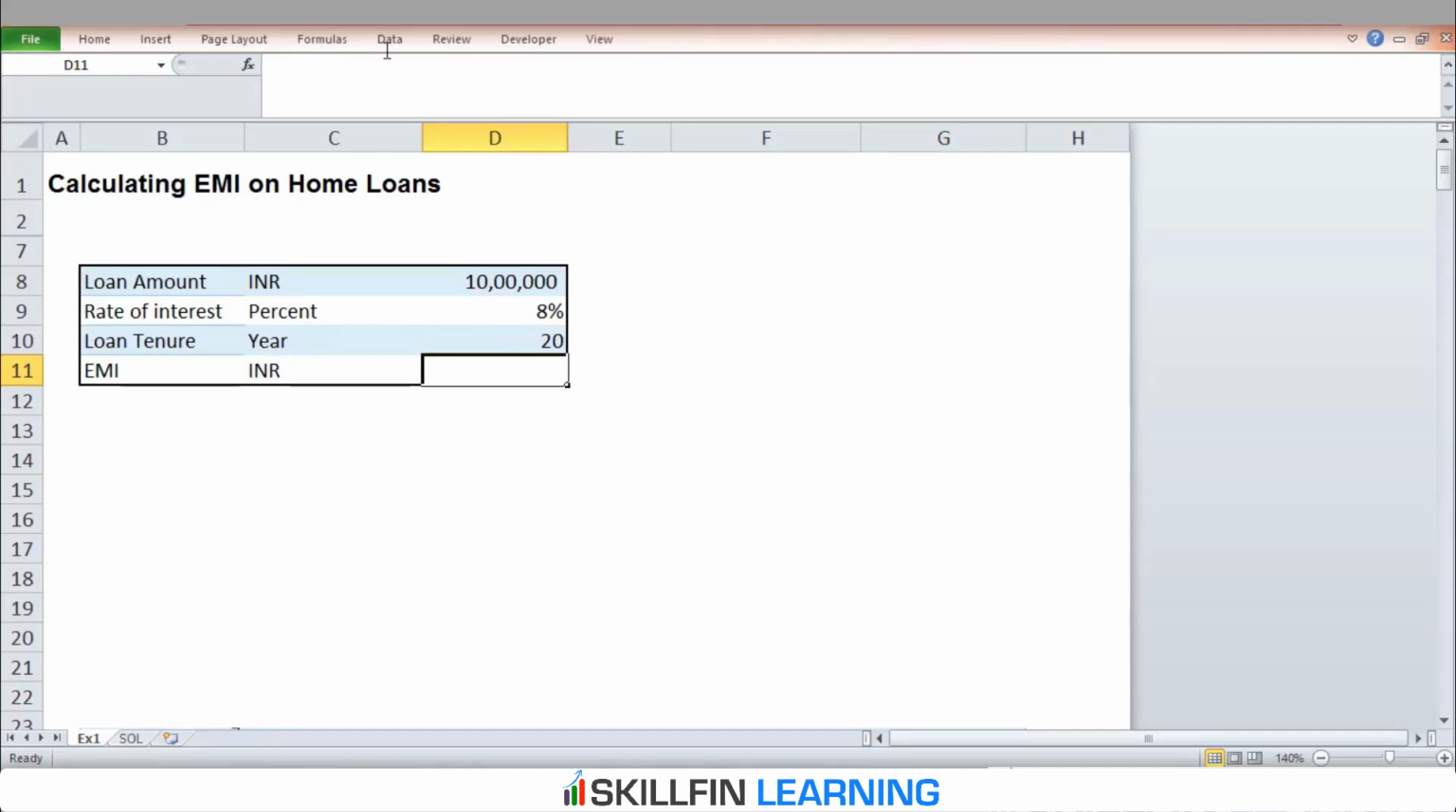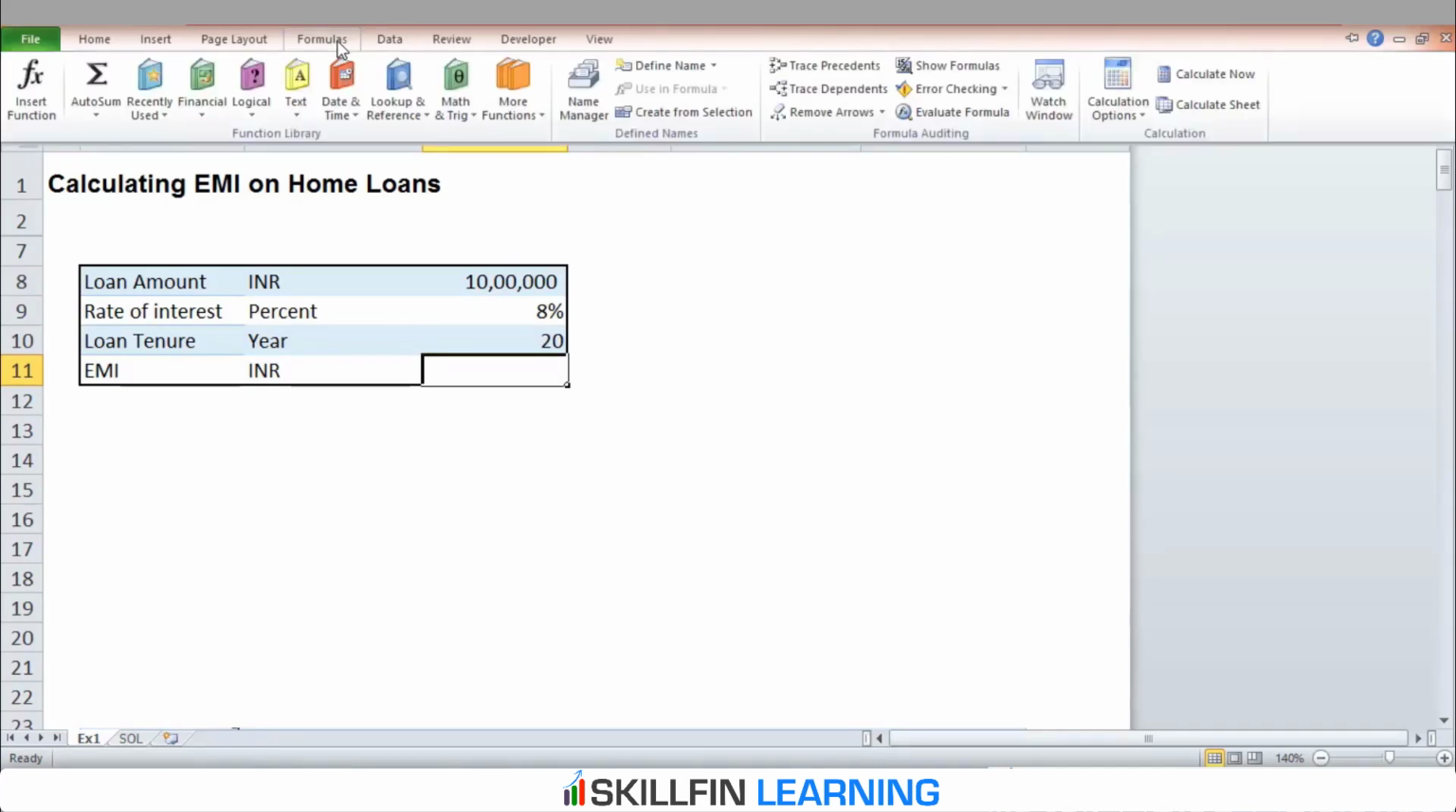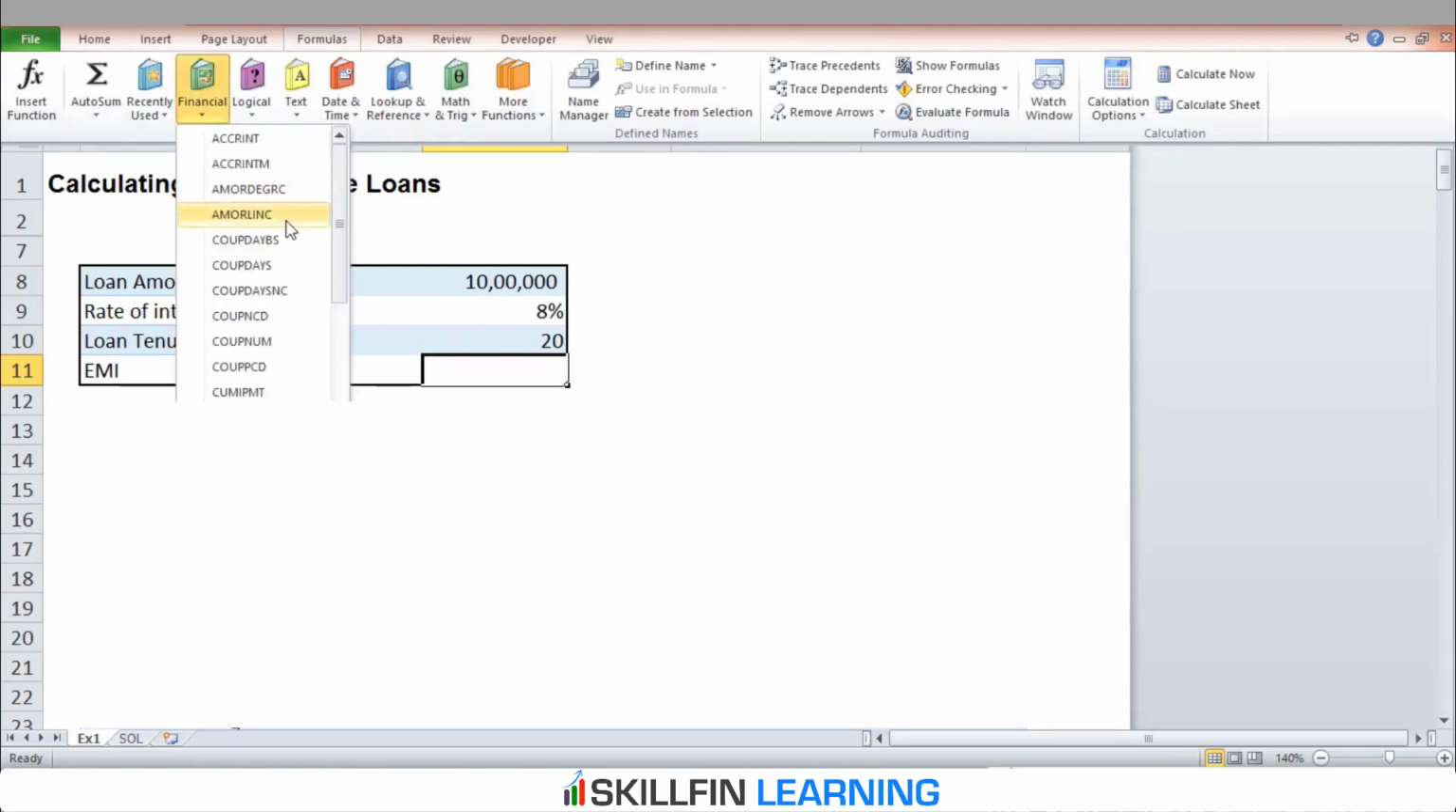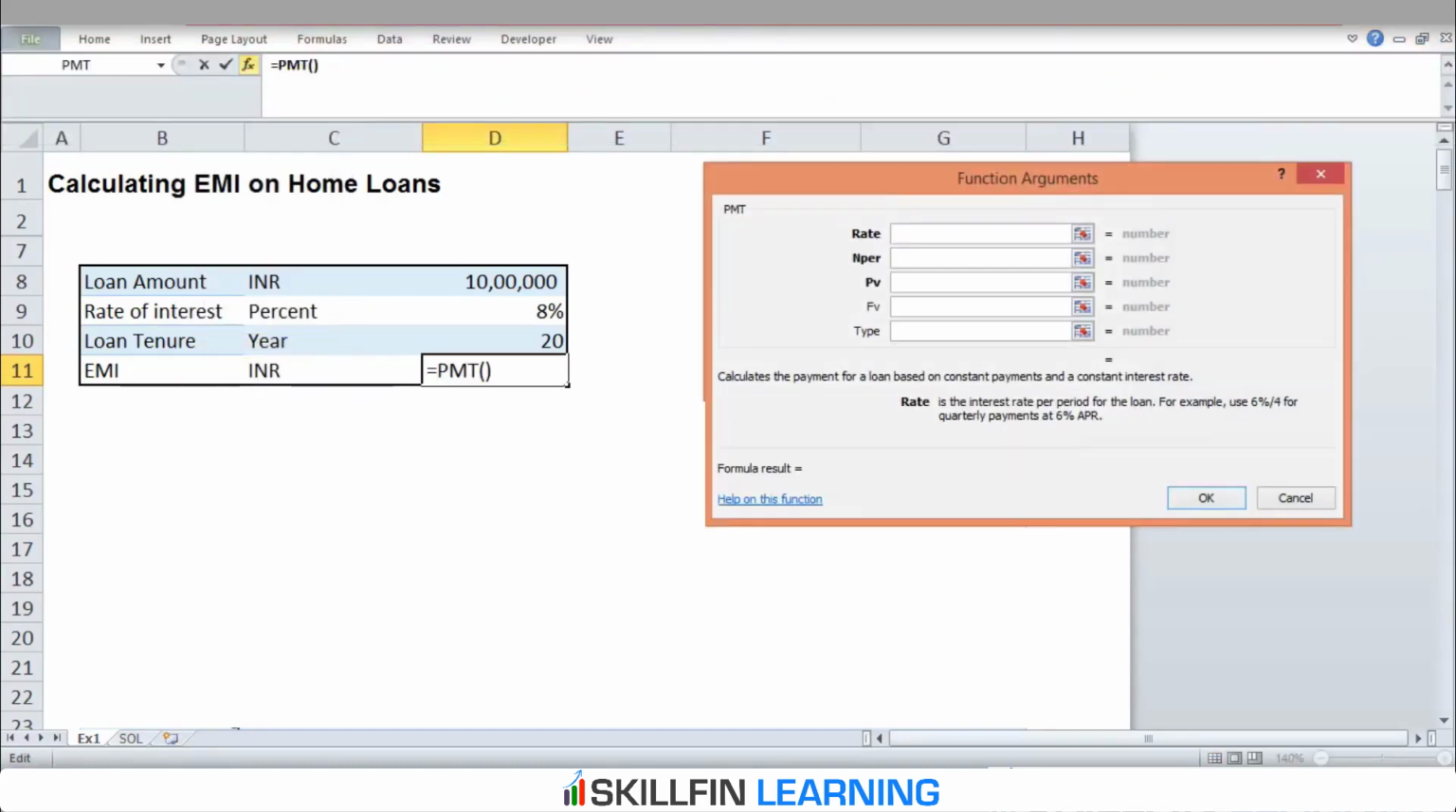In Excel, we should go to Formulas. Then under Financial formulas, we should look for the payment function, the PMT function. Here we go. Here we need 5 inputs. Let's understand each of them one by one.